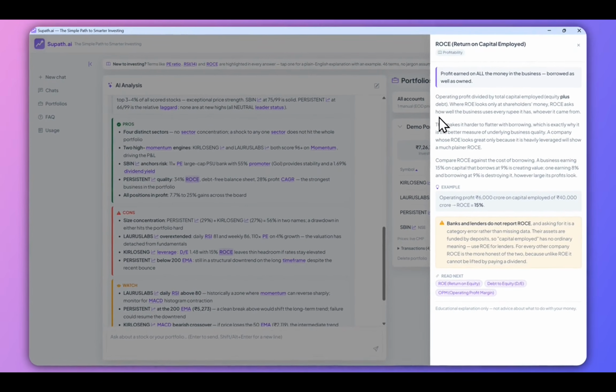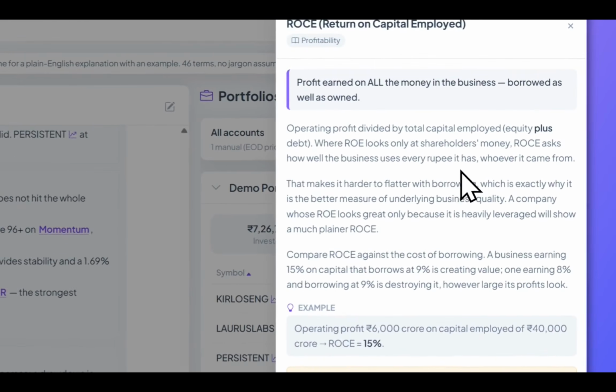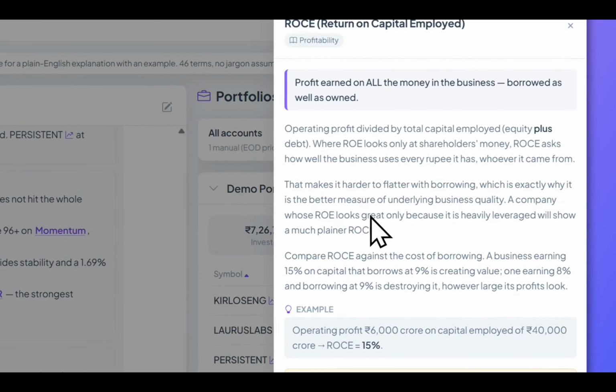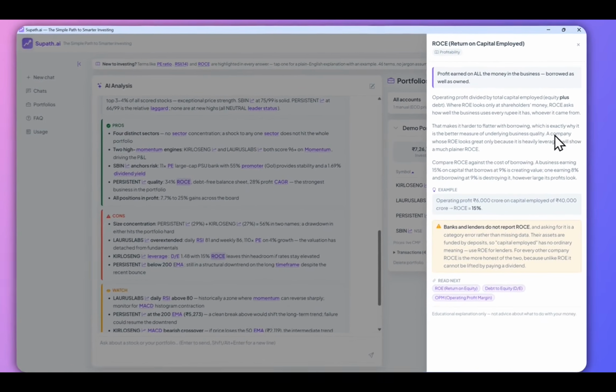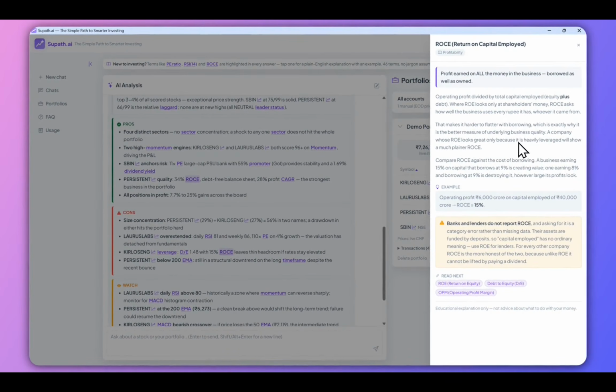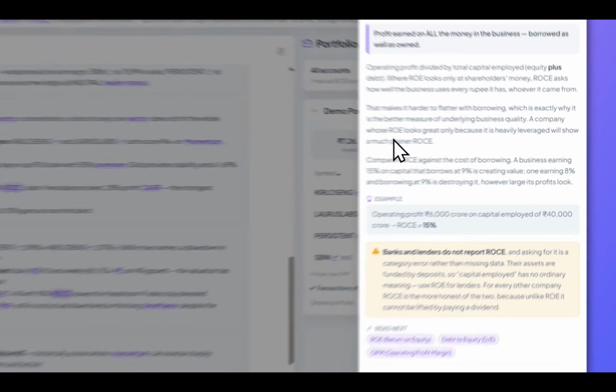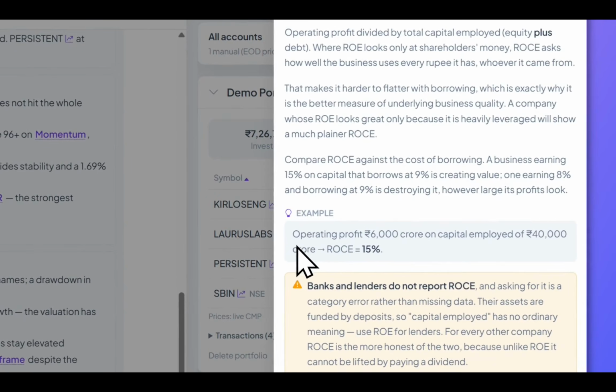Then, why it matters. Where ROE looks only at shareholders' money, ROCE asks how well the business uses every rupee it has, whoever it came from. That makes it much harder to flatter with borrowing, which is exactly why it is the better measure of underlying business quality. There is a worked example with real numbers. 6,000 crore of operating profit on 40,000 crore of capital employed gives an ROCE of 15%.